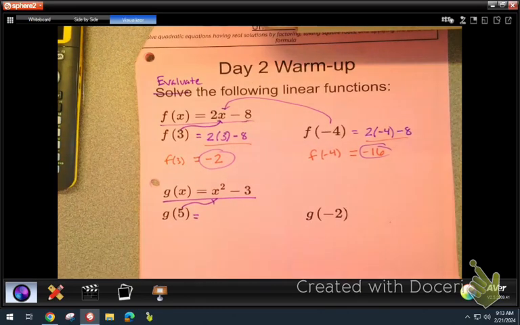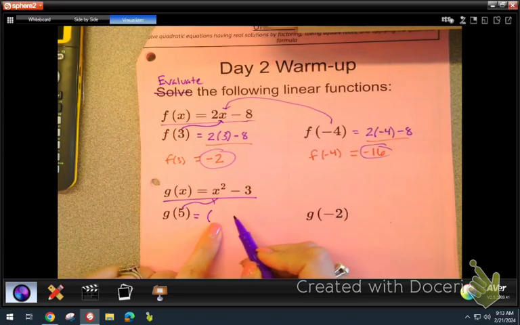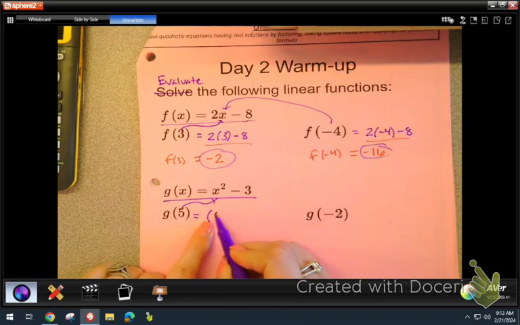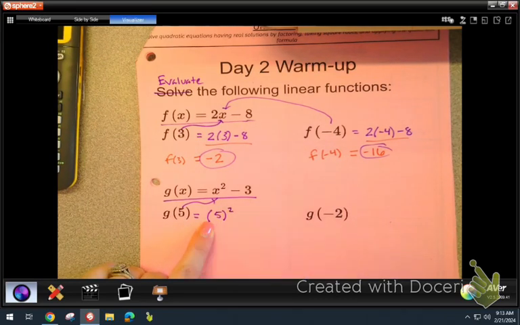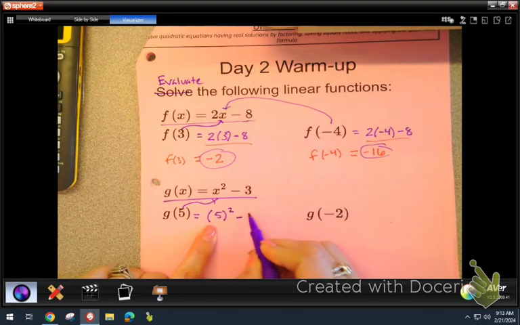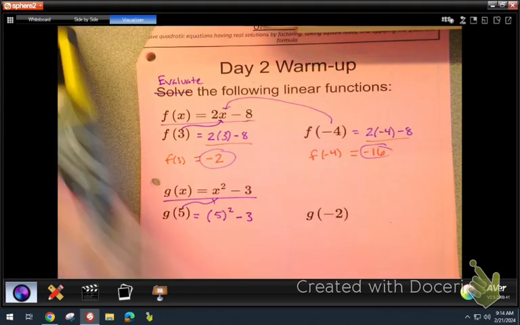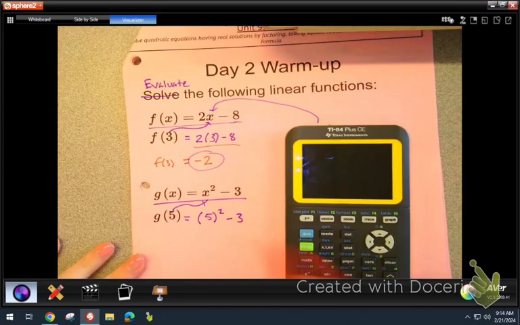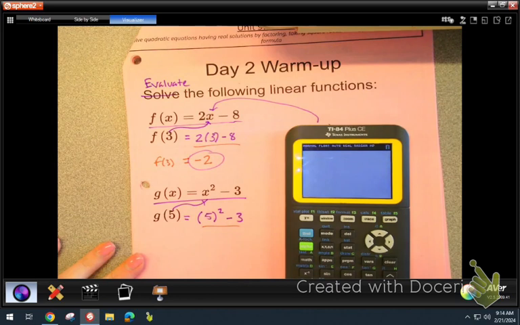That's a different operation, so we have to write it exactly how it is. The big thing, especially with squares, is you really need to put the input, what you're subbing in for x, in parentheses. If you did not write it this way on your paper, please fix it. This needs to say 5 in parentheses and squared on the outside, and then minus 3. Then you type that exactly how you wrote it here. So I would do my parentheses, 5, parentheses, squared on the outside, minus 3. That's a minus sign, not a negative.